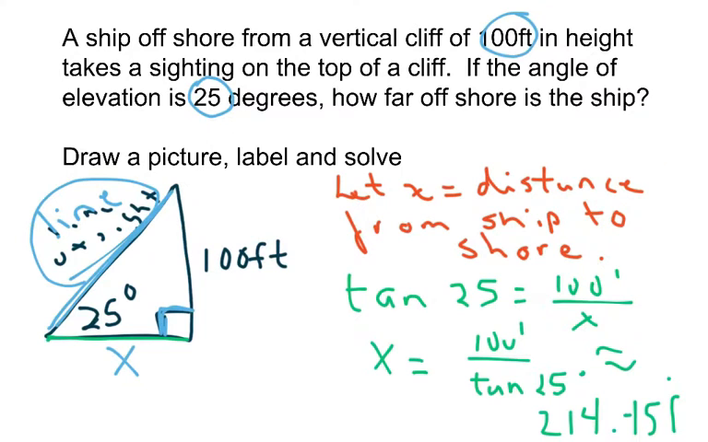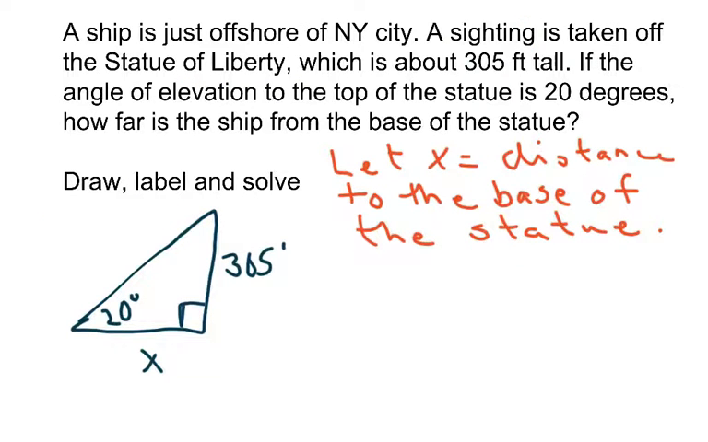This is the one that was on your quiz, and a lot of you used cosine for some reason. So keep in mind this is tan. You can draw the picture differently, but you still would use tan because you have opposite over adjacent. Okay. Another problem, same thing.